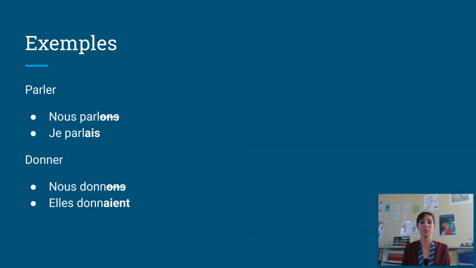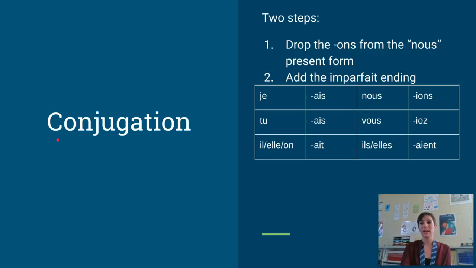Here are some examples of exactly that. For parler, which is to speak, nous parlons means we speak. So I find that nous form, drop the ONS, and then I add my ending according to the je form. As you saw, our ending for the je form is AIS. For the tu form, it's also AIS. For il, elle, on, it's AIT. For nous, it's IONS. Vous, it's IEZ. And ils, elles plural is AIENT.